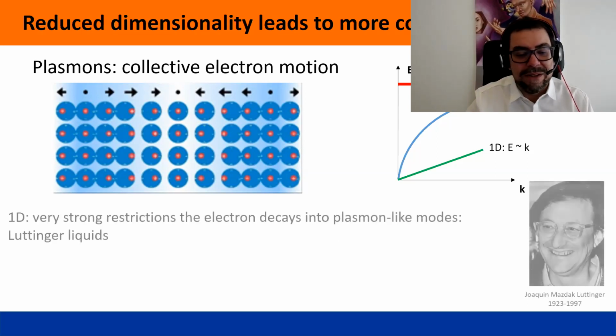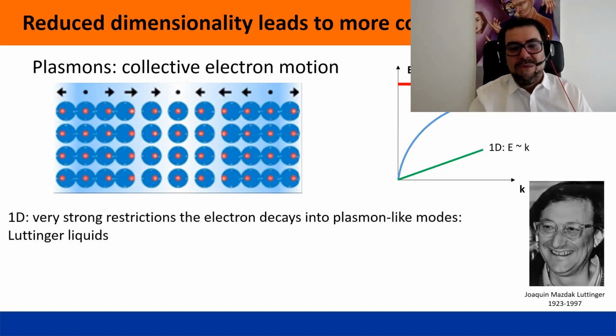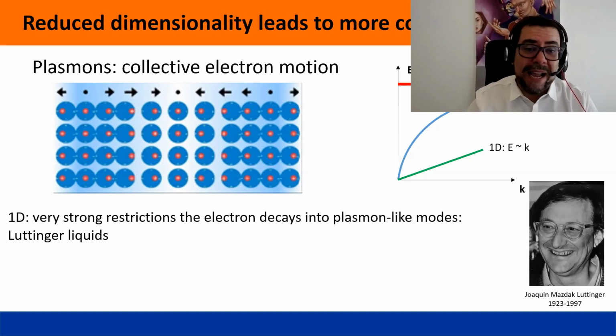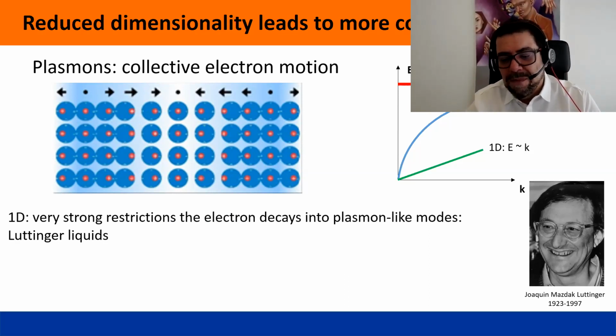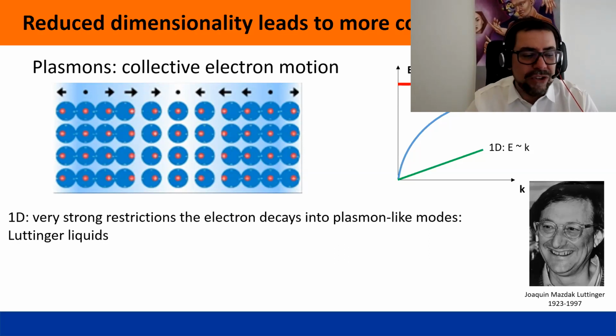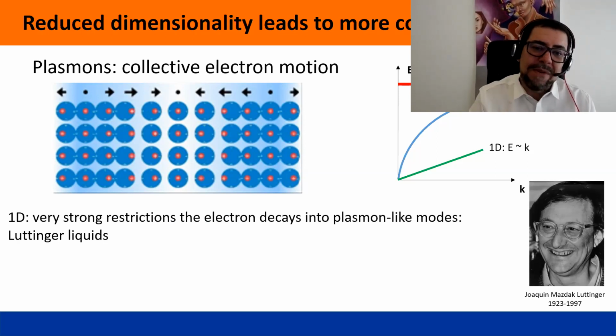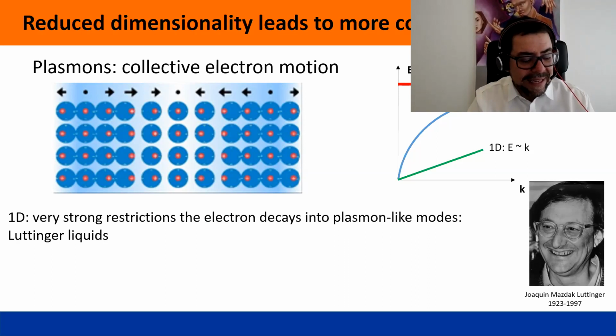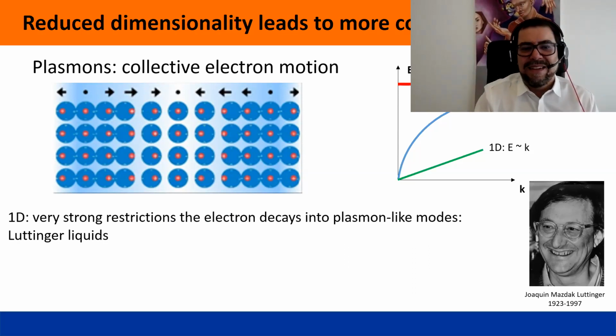So in fact, in 1D, it was shown by several people, but especially by Joaquin Luttinger many years ago, that the restrictions for electron motion in a one-dimensional material are so strong that essentially electrons do not exist inside of a 1D material. What does that mean?